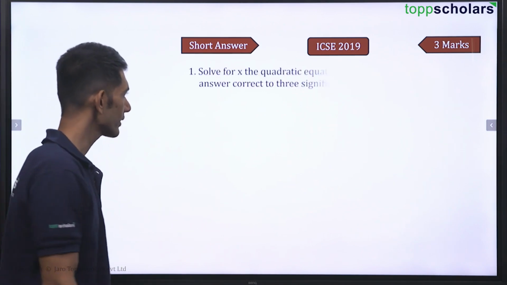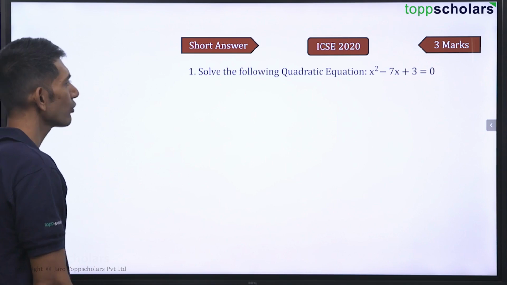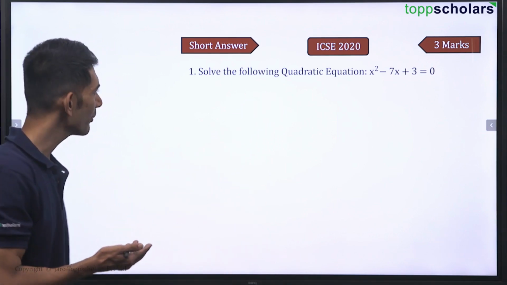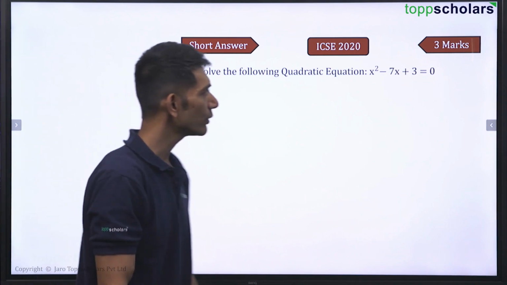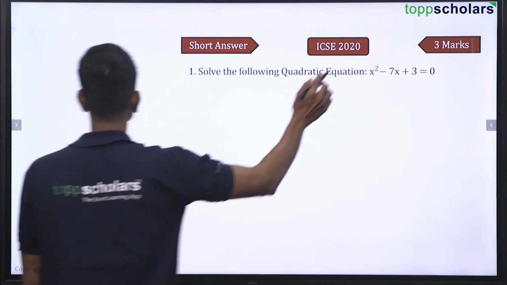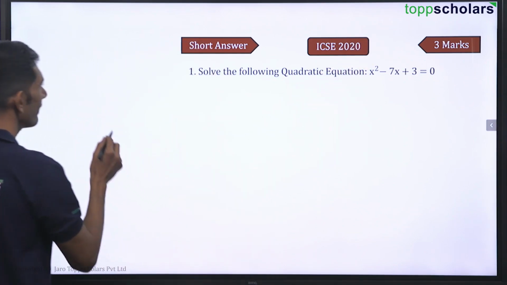Perfect. Let's continue further. So let's have a look at a new question now. It says solve the following quadratic equation. We're just supposed to solve the quadratic equation. Now this is very simple, isn't it? We are not supposed to write down the answer in the decimal places also. So just need to solve it. Let us do that.